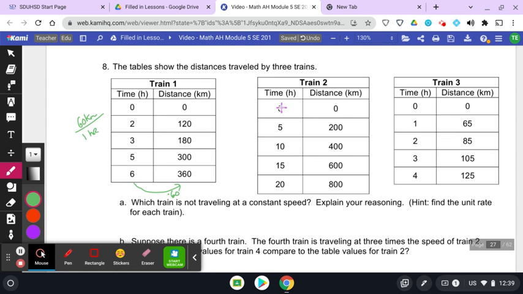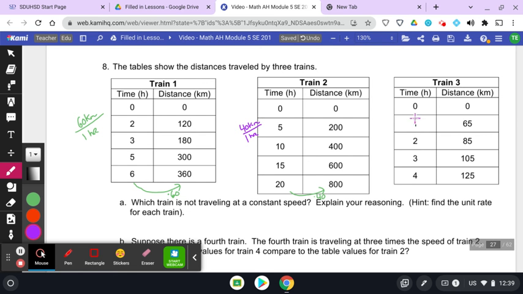Okay, I look at the next one. The zeros aren't going to help me. It just means that there's no head start. 5 times 40 is 200. 10 times 40, 15 times 40, 20 times 40. Okay, cool. Let's multiply by 40. So this train is going 40 kilometers per 1 hour.